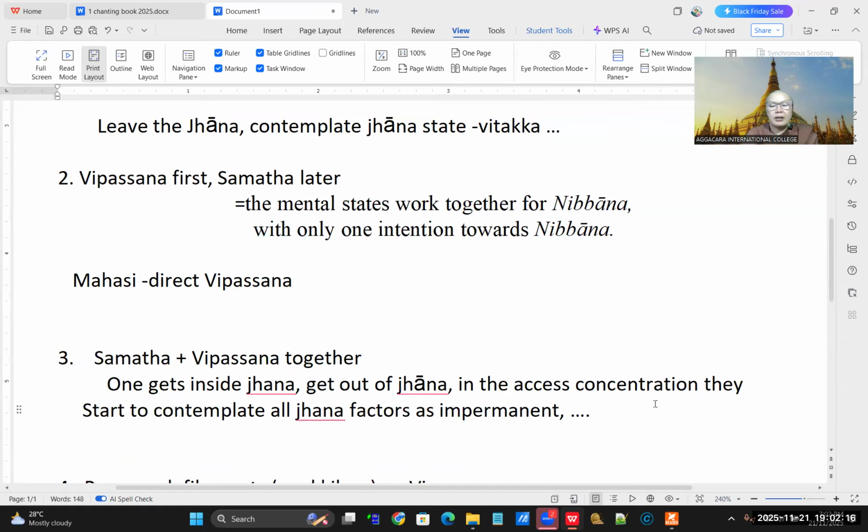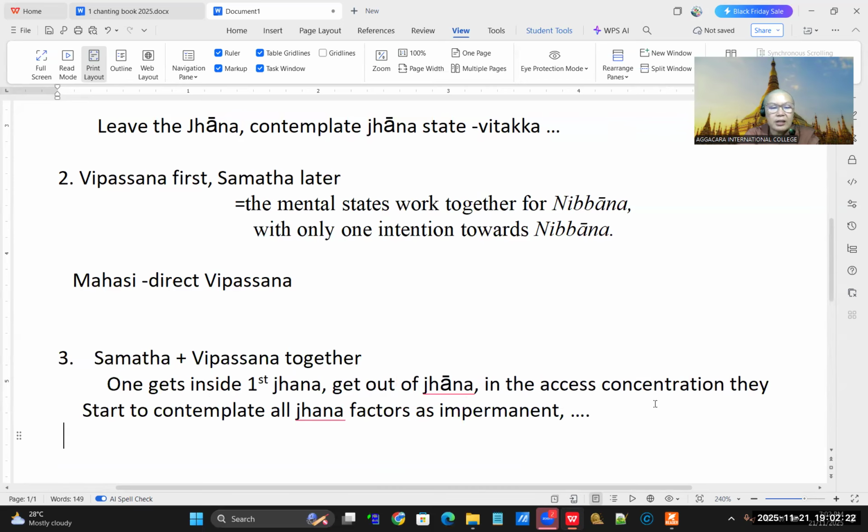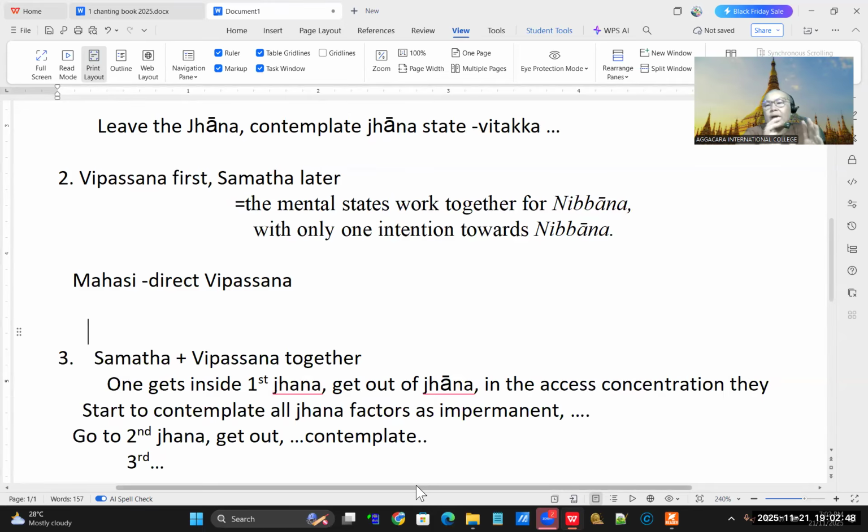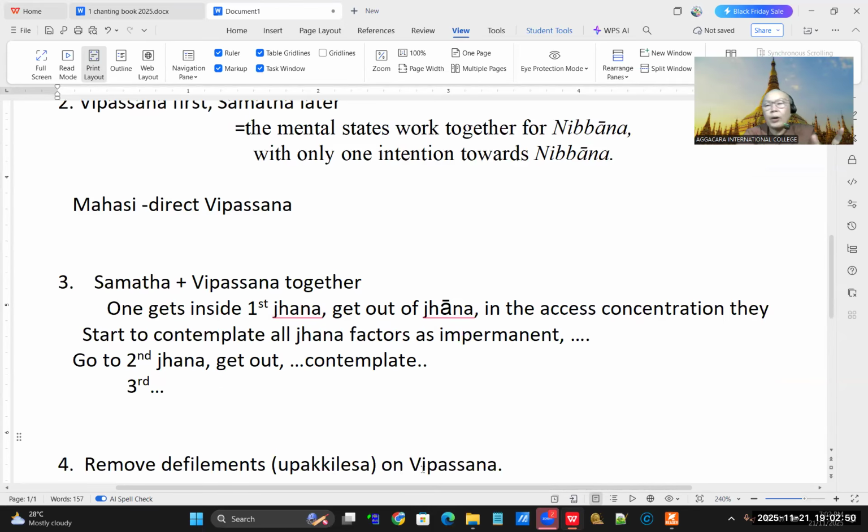Okay, so then they get to the first jhana. Then after that, they go to second jhana. Then they get out. Then they contemplate. Then they go to third jhana and so on. So it's the same cycle. It means that even though we call it together, samatha means jhana. When you contemplate, it's vipassana. So samatha and vipassana do not happen at the same time. They happen actually one after another.